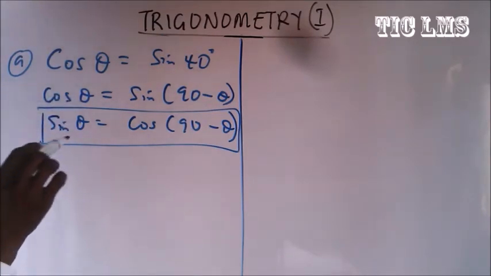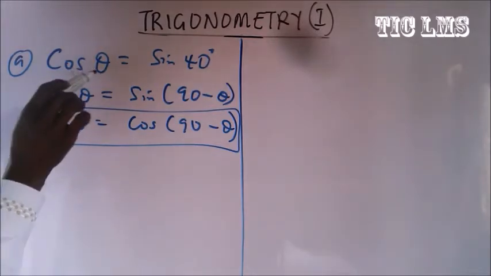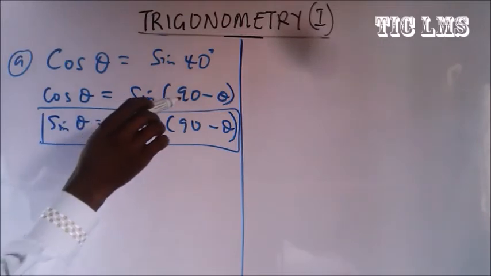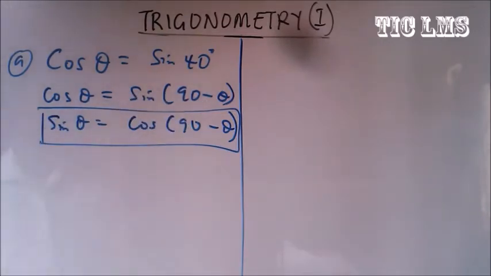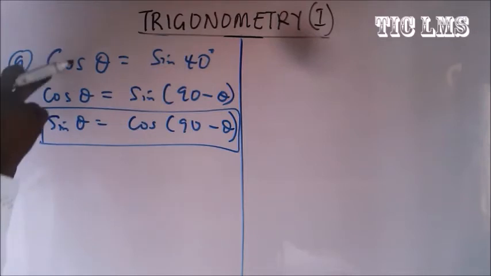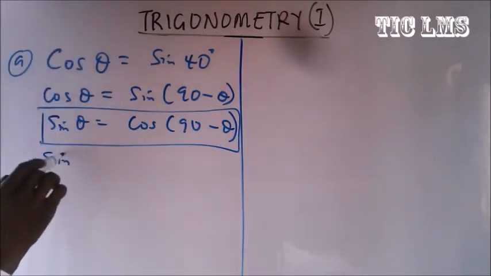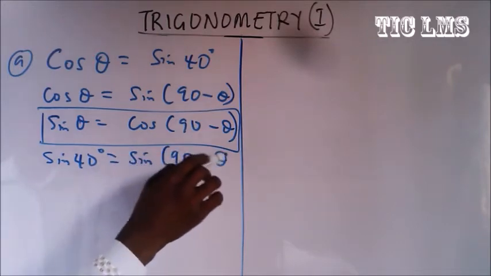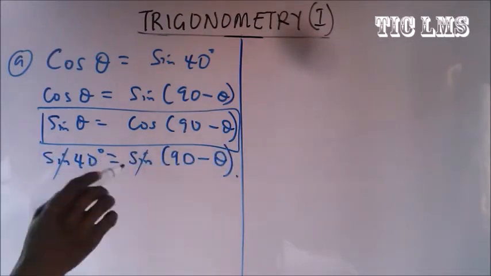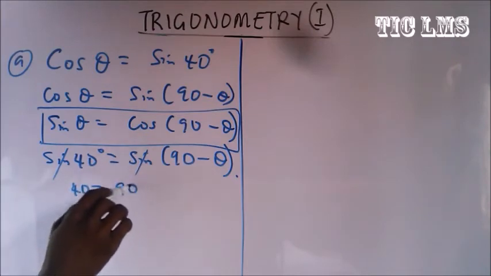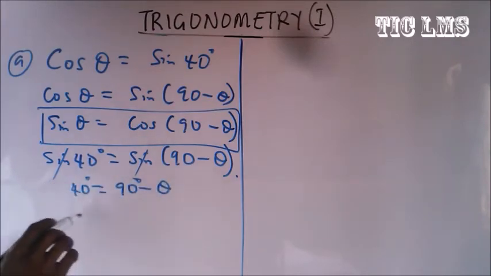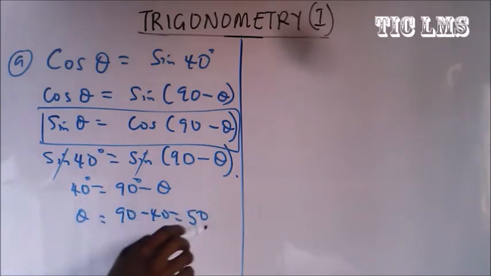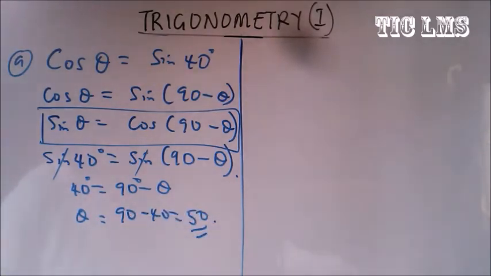Alright, so since cos θ equals sin 40 and cos θ is also equal to sin(90 minus θ), we could equate this with this, since they are the same. So we say that sin 40 degrees equals sin(90 minus θ). Sin cancels sin, so we are left with 40 equals 90 minus θ. And so θ equals 90 minus 40, and that gives 50. And so that is the value of θ.